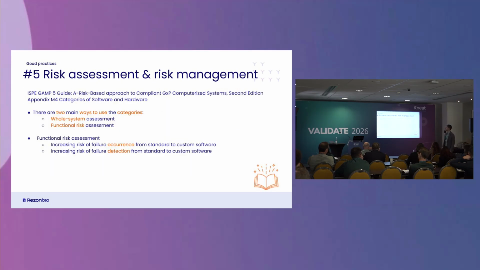Okay, another risk. Risk assessment and risk management. There is information in GAMP 5 about two ways to use categories. In this system, we have all the possible categories, like category 1, 3, 4, and 5, all mixed together. And we can use it in the whole system assessment, and we can use it in the functional risk assessment. For the whole system assessment, that's quite obvious. I think we all do that. For the functional risk assessment, it's not so obvious.